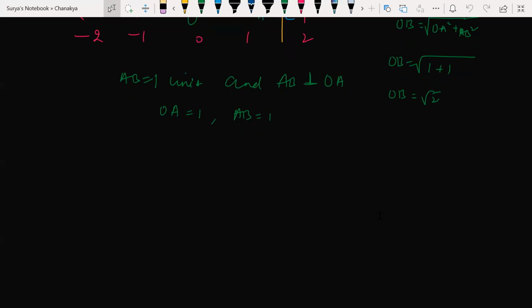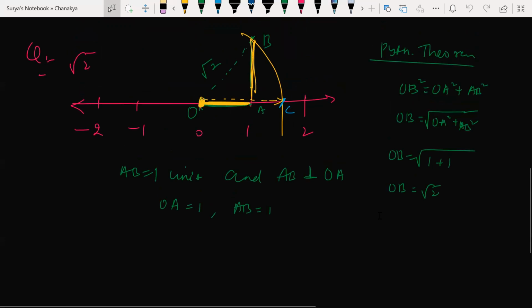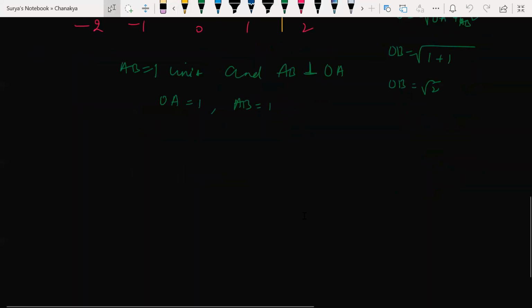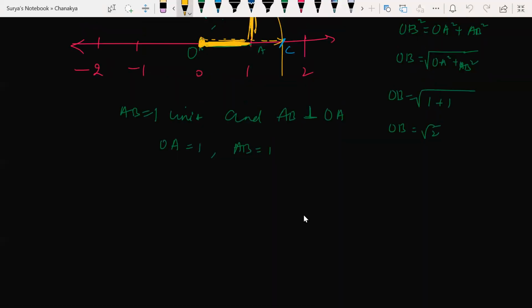Yes. See, beta, in the right angle triangle, look at this side. OA, I took 1 unit and I just found the OB length. Correct? Understood my point? What is the unit, what is the length you have? OA length is 1 unit. Understood my point? Yes, sir.